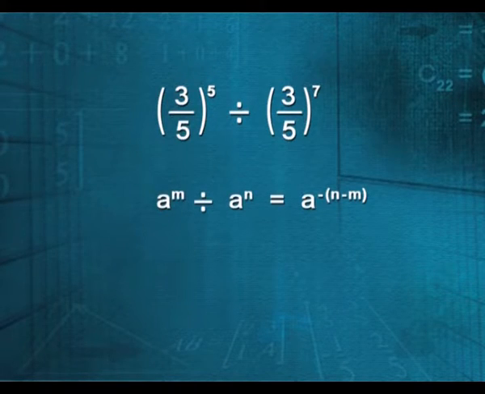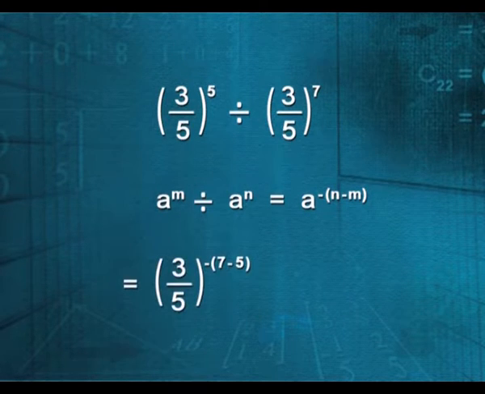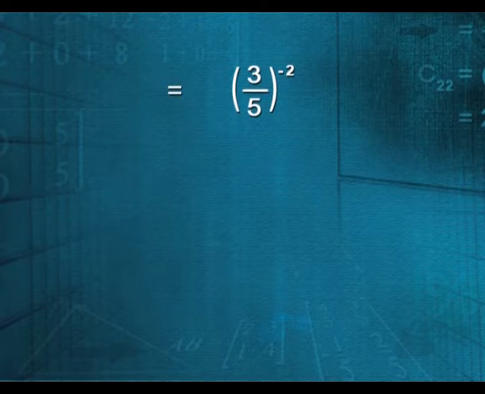Using the formula that A raised to power m divided by A raised to power n is equal to A raised to power minus of n minus m, we will get 3 by 5 raised to power minus of 7 minus 5, which is equal to 3 by 5 raised to power minus 2.